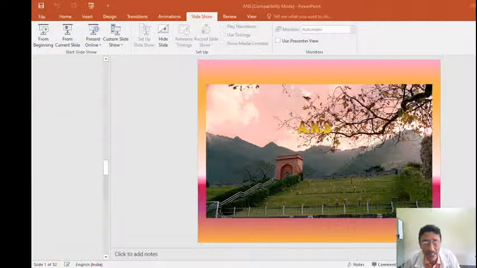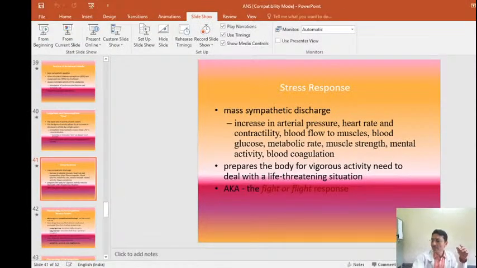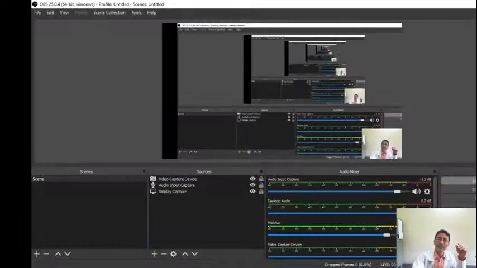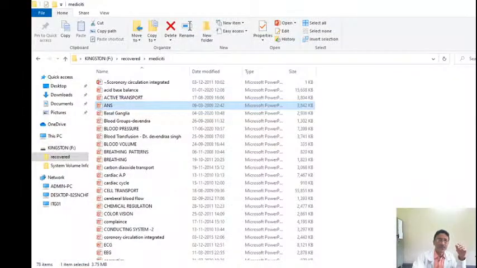Now we will end with the autonomic nervous system. Then there was also a request for the nerve muscle physiology. I will just briefly go through that nerve muscle physiology here.